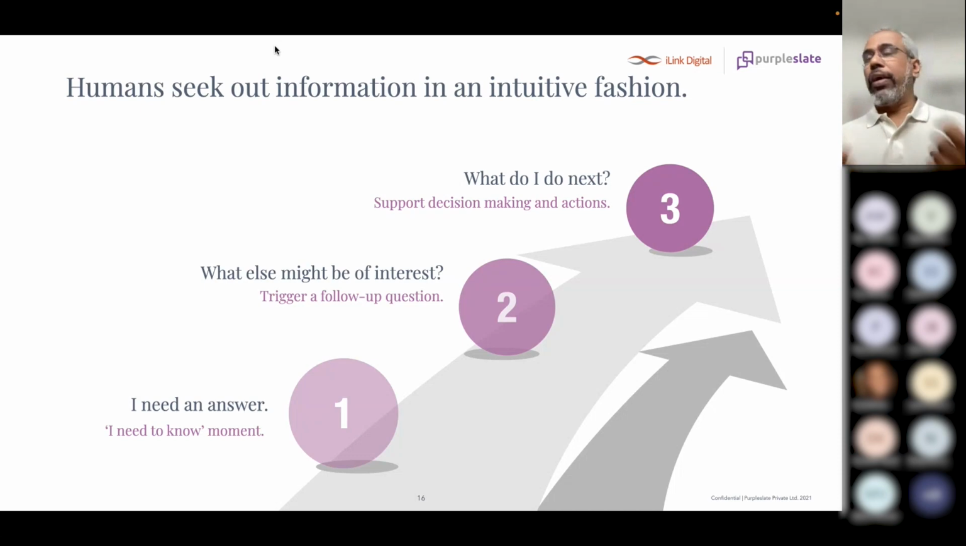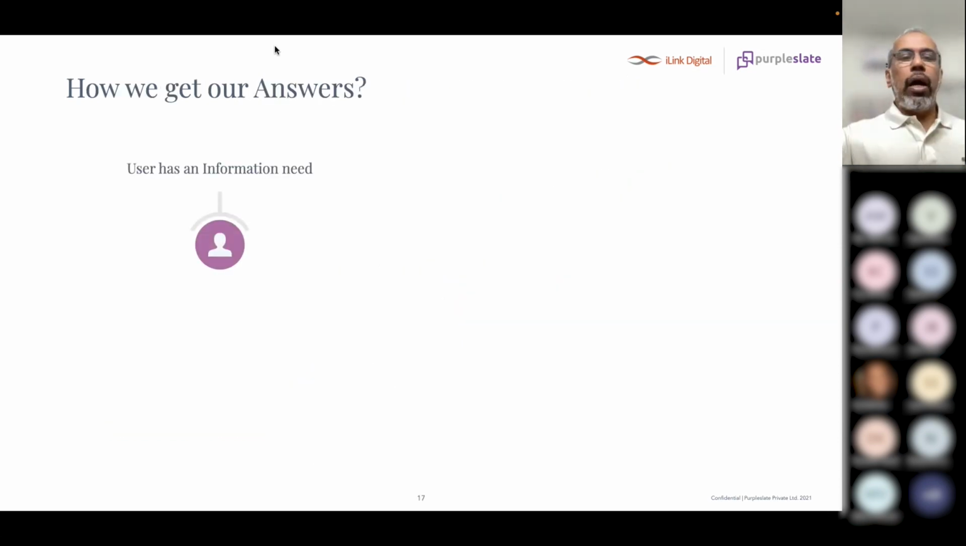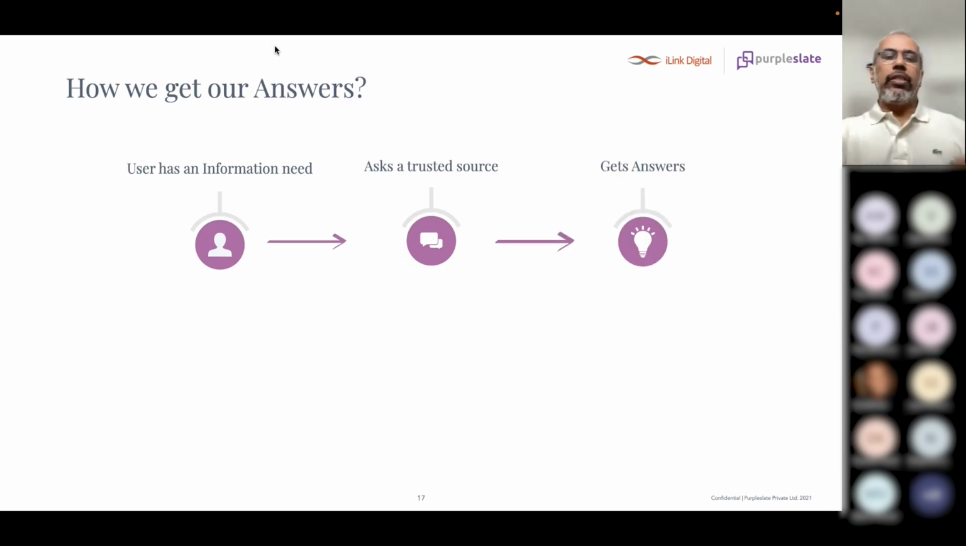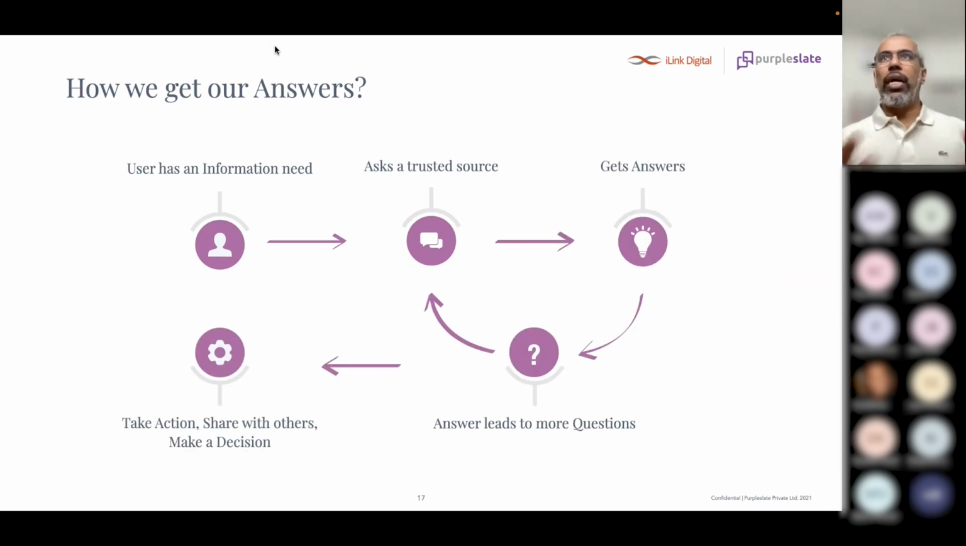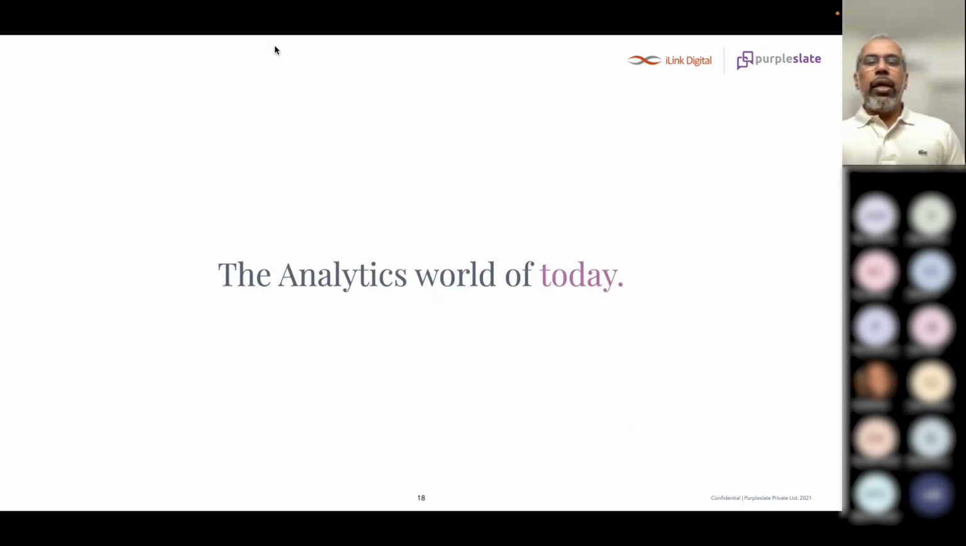In fact, as they say, once you become knowledgeable on something, that means you have more questions than answers. I think that's the way humans have been consuming information. So how do we get our answers today? You have a question, you ask a trusted source, you get the answers, and it goes in a cycle. The answers lead to more questions. And finally, once you feel you have the right information, you take action.